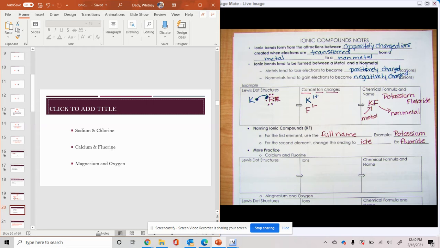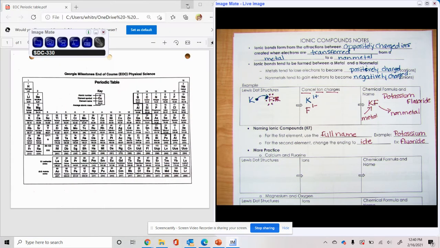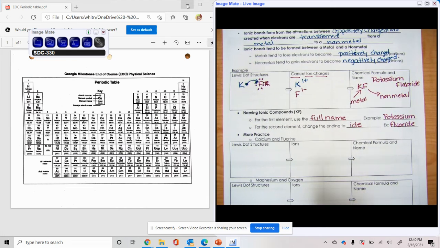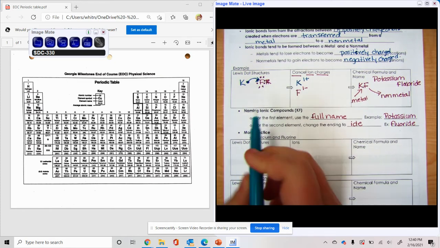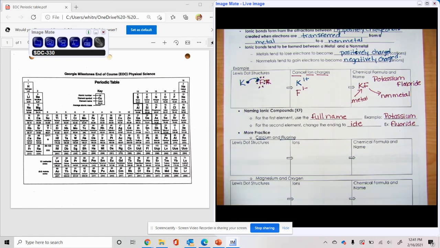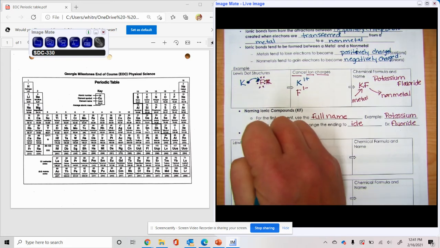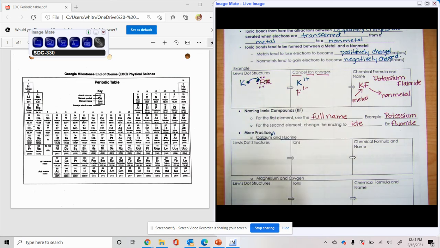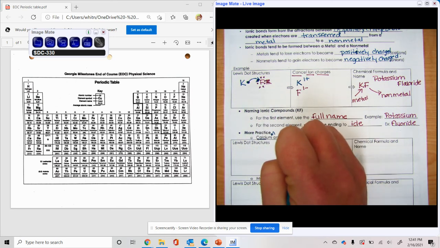Okay. So let's do a little bit more practice. Let's go back to our periodic table. We're going to do this anytime we do ionic compounds. We're going to have to do all three things. You need to understand how to do all three things. So first one, calcium and fluorine. Let's start by drawing our Lewis dot structure. So calcium is in the second column. First thing I need to check, is this a metal and a non-metal? Calcium is on the left, so this is going to be a metal. Fluorine, we should already know, is on the right. This is going to be a non-metal.